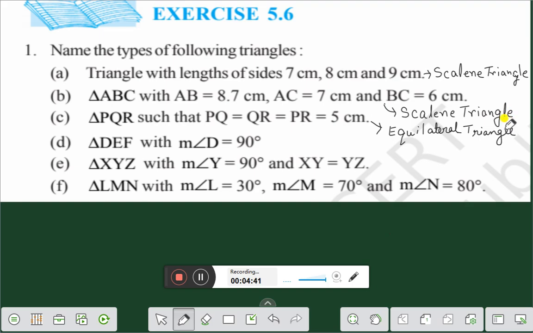Right? C is triangle PQR such that PQ is equal to QR equal to PR equal to 5 centimeter. Since all the sides are same, therefore it is known as equilateral triangle.